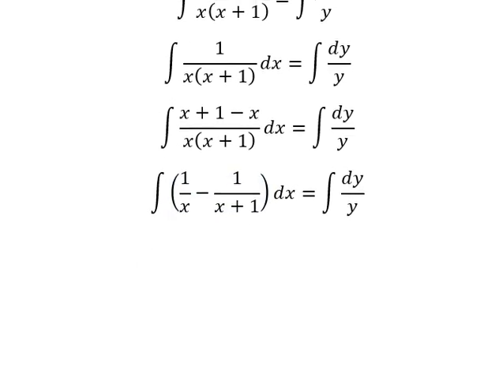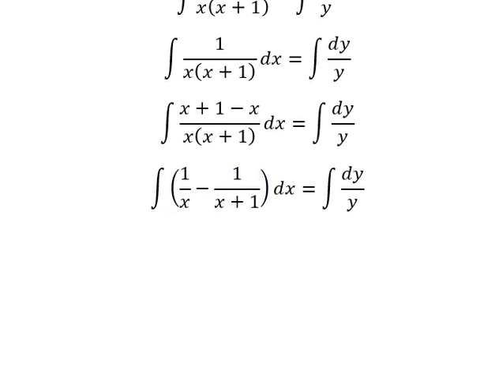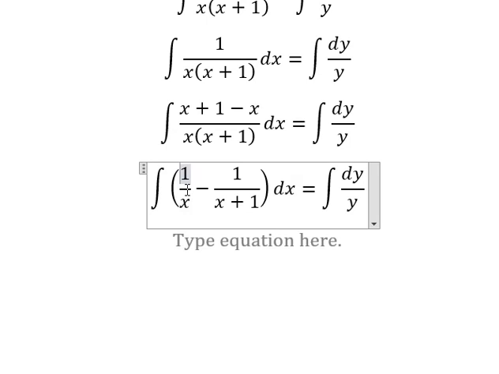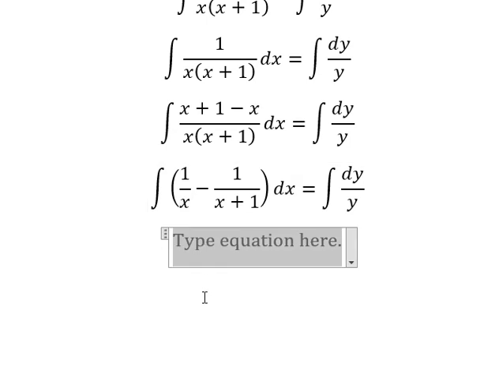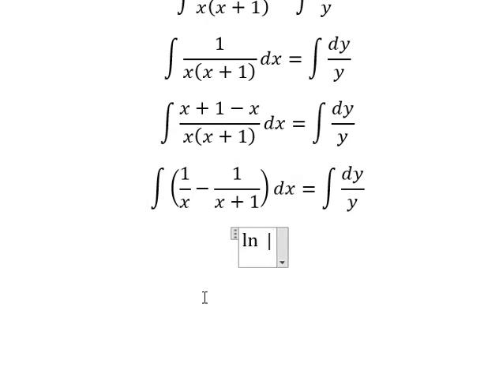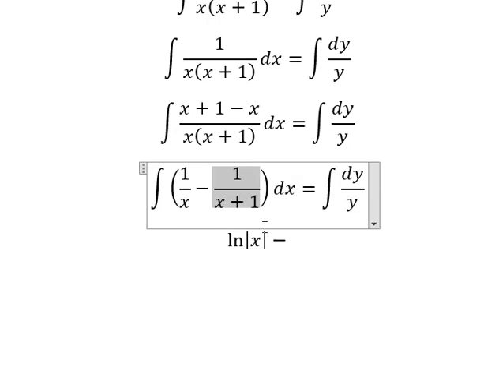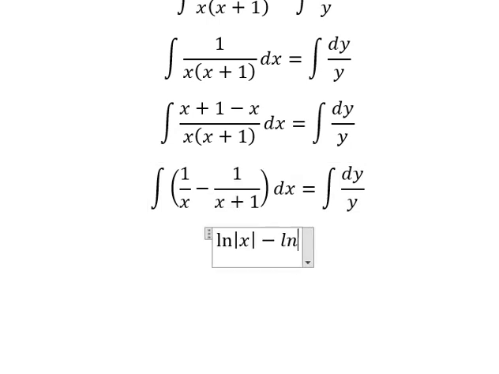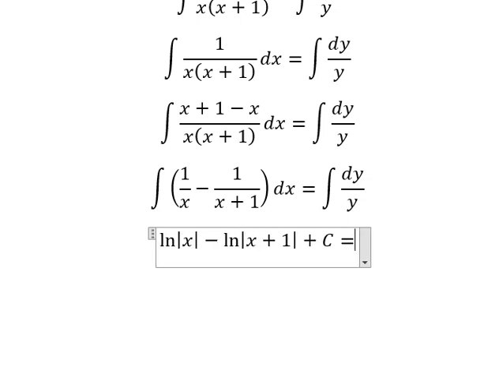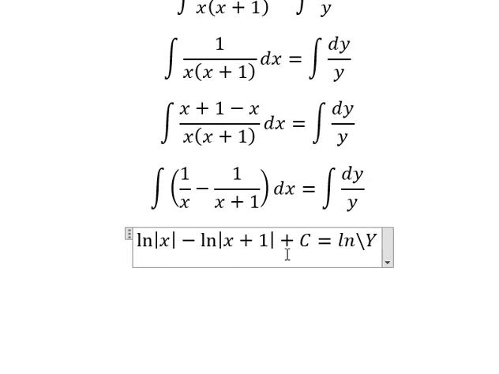And now we have the final answer. The integration of 1 over s, we have ln of the absolute value of s. The integration of this one, we have ln of the absolute value of s plus 1. And I will put c. This one we have ln of the absolute value of y.